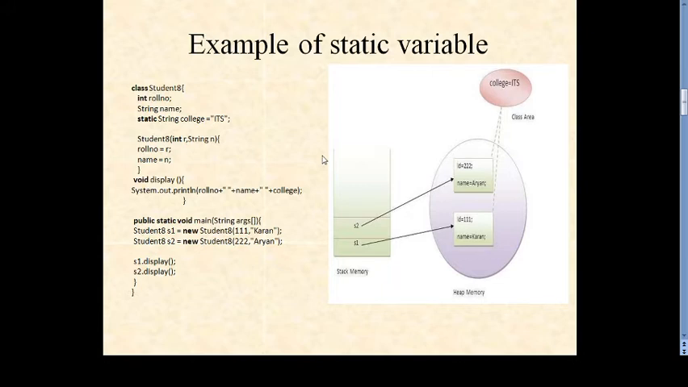If you see the memory mapping, inside the stack we have two objects, S1 and S2. Both instances have different values for the instance variables, whereas the college property, which is common to all the objects, is located in the class area and is shared by both objects. Only one copy of this variable is created and shared among both objects.